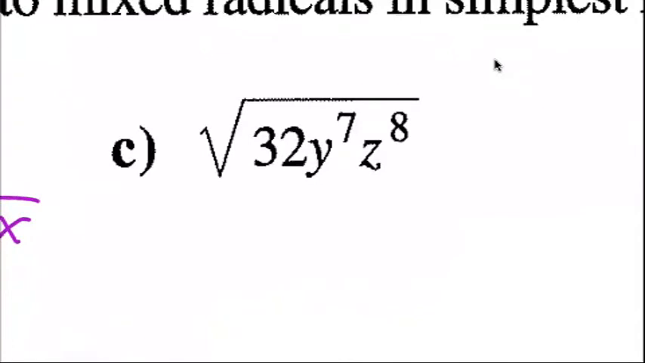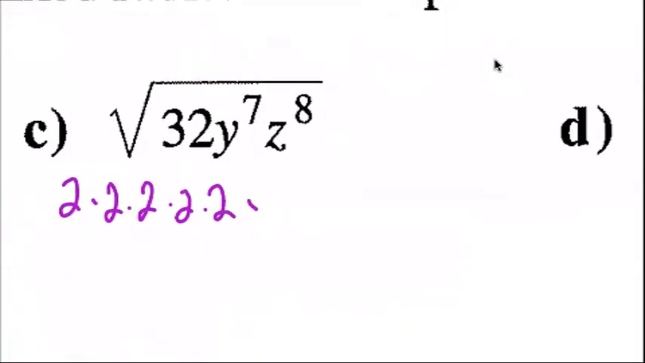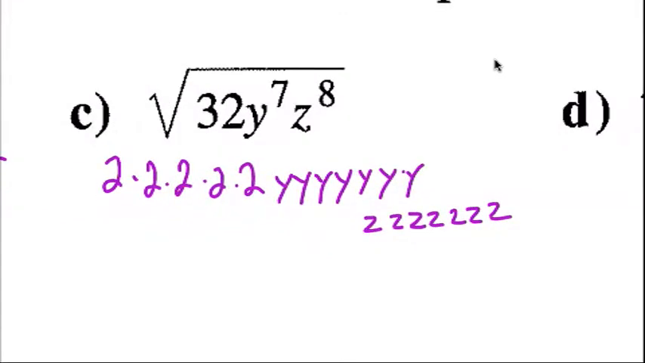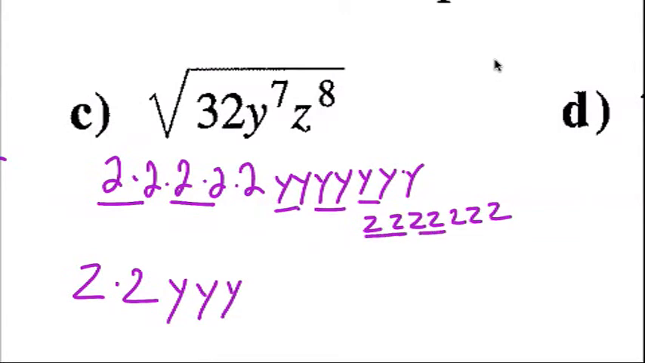32, when you prime factorize it, you'll get 2 times 2 times 2 times 2 times 2. You'd have 7 y's, 1, 2, 3, 4, 5, 6, 7, and 8 z's. 1, 2, 3, 4, 5, 6, 7. Looking for groups of 2. There's a 2, there's a 2, so 2 times 2. Left over 2. There's a 2, 2, 2, so there's 3 y's. 1, 2, 3.